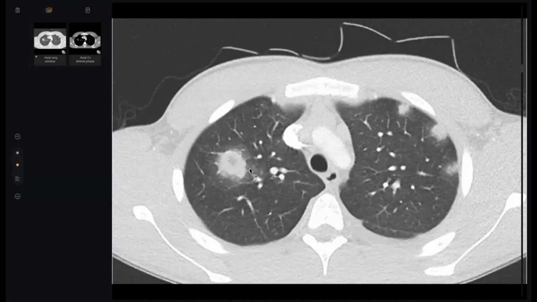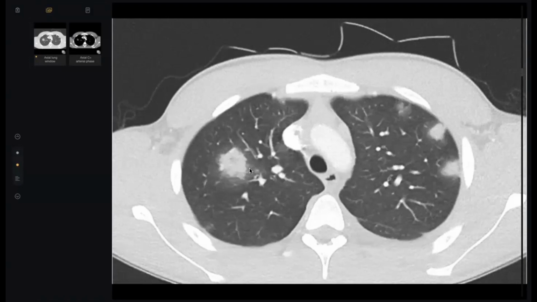I can think about abscess, because abscess can cause cavitary lesion and present with the history of fever. It could be due to collagen disease or connective tissue disease, such as rheumatoid arthritis, which can cause cavitation lesion.